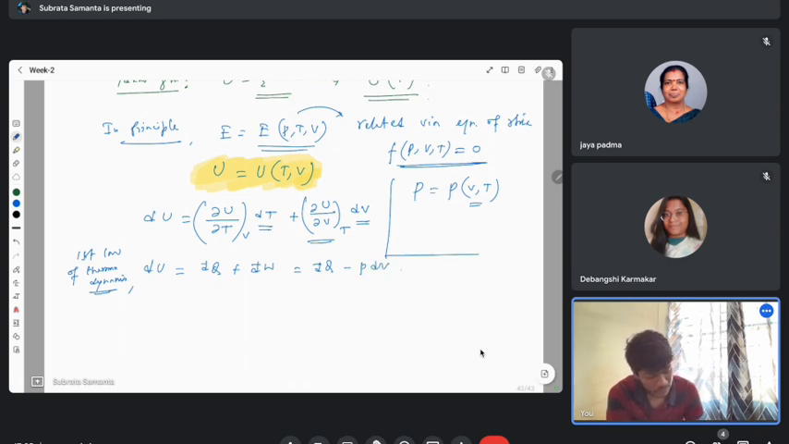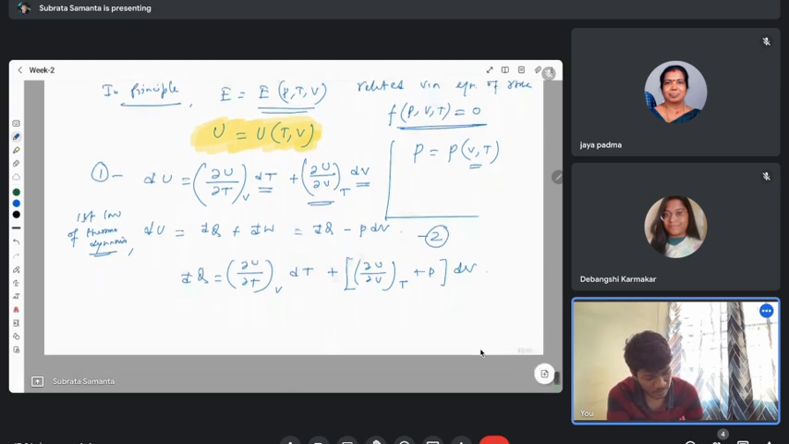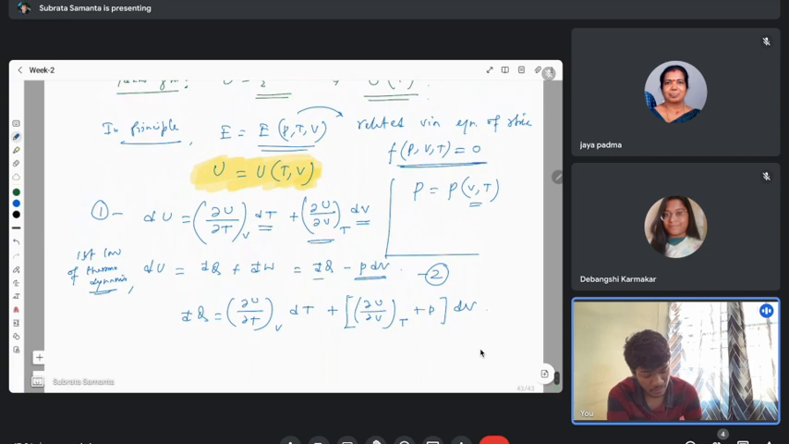Okay, so now we are equating these 1 and 2. We get that dQ is del u del t at constant V dT plus the bracket del u del v at constant T plus P, times dV, because the P dV term is now added. We have written dQ by replacing du with dQ minus P dV in equation 1, and we get this.